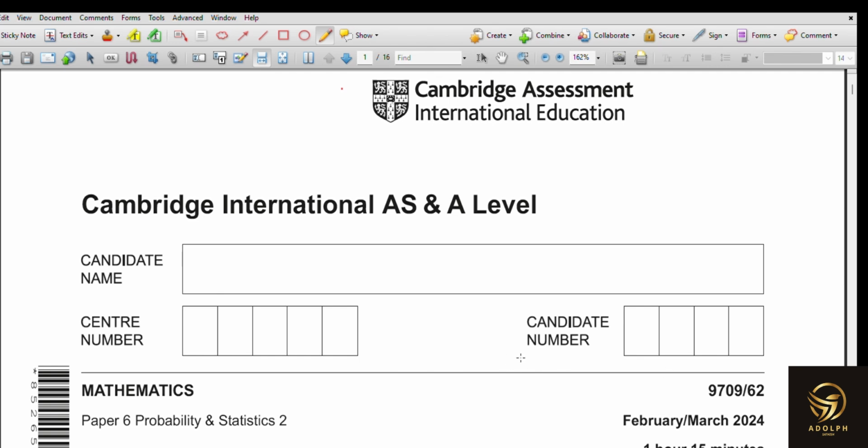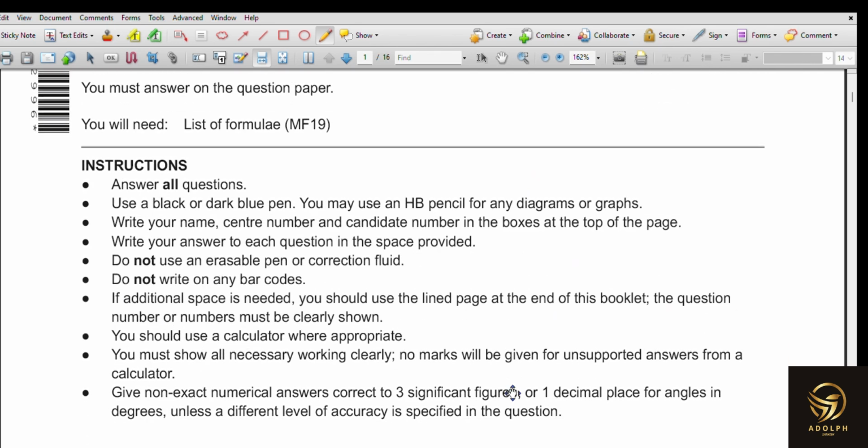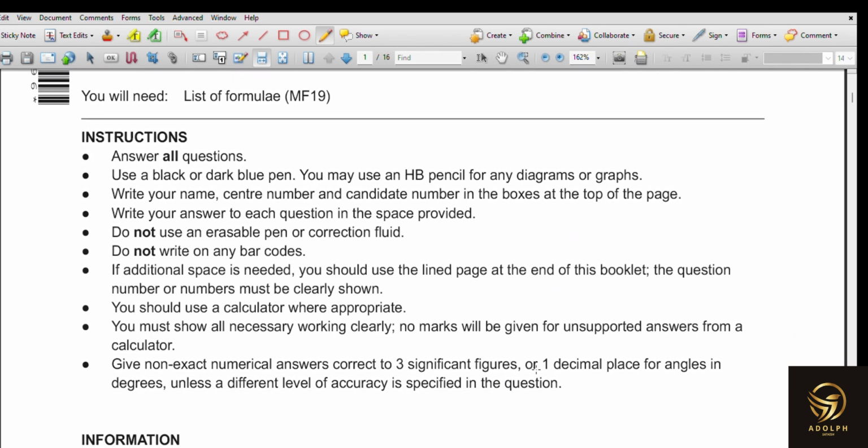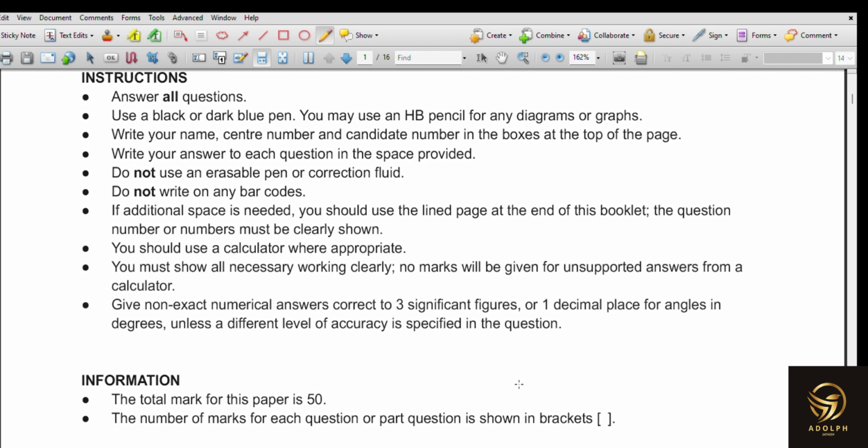As you are aware, the duration of this component is 1 hour 15 minutes and the maximum mark is 50 marks. You are allowed to use a calculator and you'll be able to use the MF19 as well. Without any delay, let's start solving the problem.